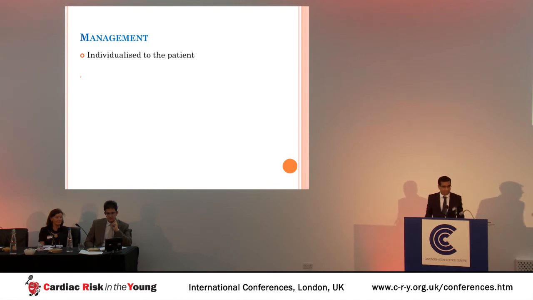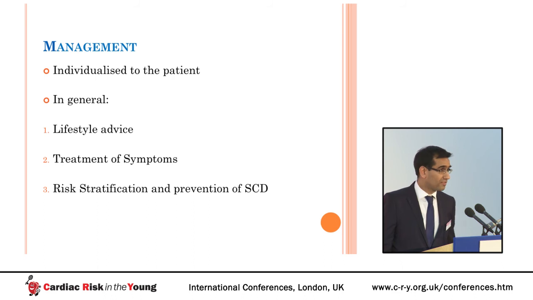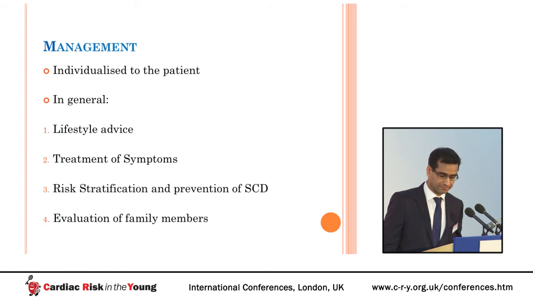So moving on to management. Now, this should obviously be individualized to the patient, but in general, there are 4 key principles. The first one is lifestyle advice. Second one is treatment of symptoms. Then we go on to risk stratify and try and prevent sudden cardiac death. And importantly, mustn't forget evaluation of family members. And I'll go through these in turn now.